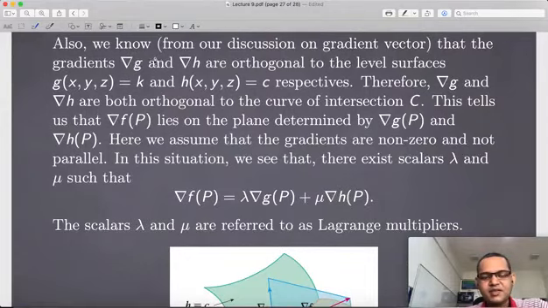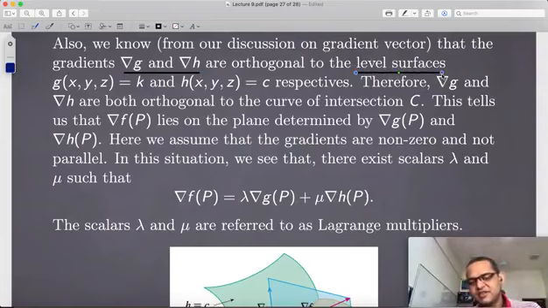And now we also know that the gradients of G and H, because these are the level surfaces, are going to be orthogonal to the corresponding level surfaces, because G has no connection with H. So the gradient of G is orthogonal to the surface given by G, and the gradient of H is orthogonal to the surface given by H, correct?